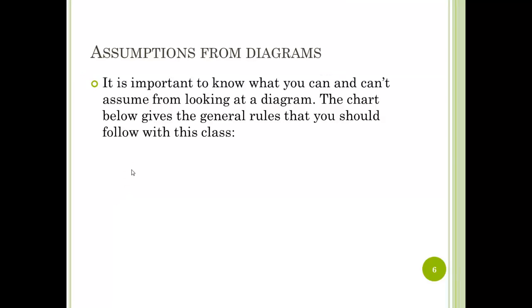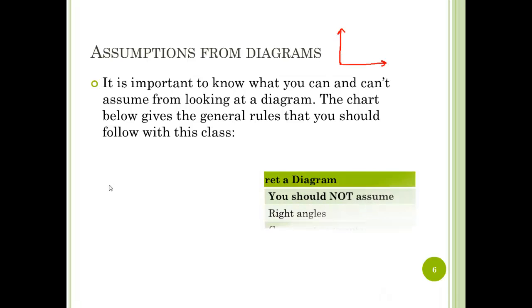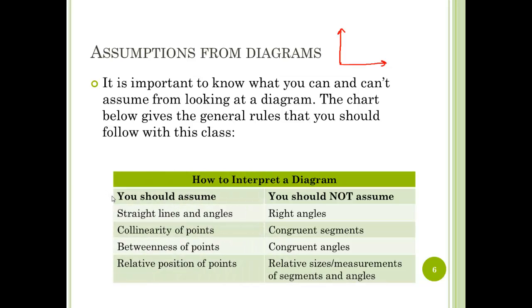Okay? And lastly, assumptions from diagrams. In geometry, there's going to be a lot of diagrams in your books, and it's important to know what you can and cannot assume from looking at a diagram. I kind of touched on that in one of the last classes, that even if you had something that looked like this, you can't automatically assume that it's a right angle. So I've got a chart below that you might want to copy down word for word in your notes and keep handy.